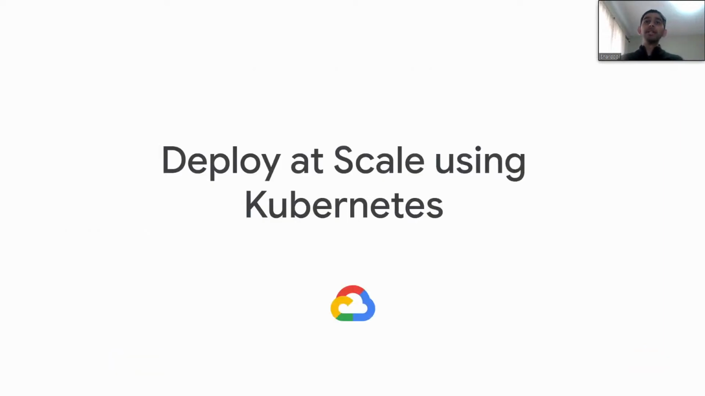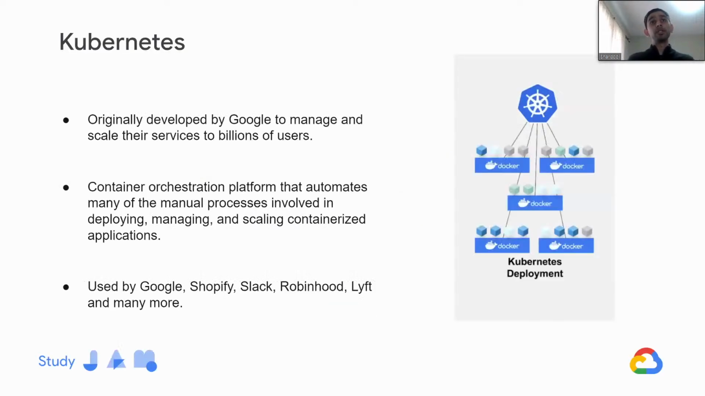Well, Google, in its initial stages of expanding their services, created Kubernetes, which is now an open source technology, and it helps you develop and deploy applications at scale. So you can handle millions of users using Kubernetes. So what is Kubernetes? It is a container orchestration platform. So it works with containers right out of the box.